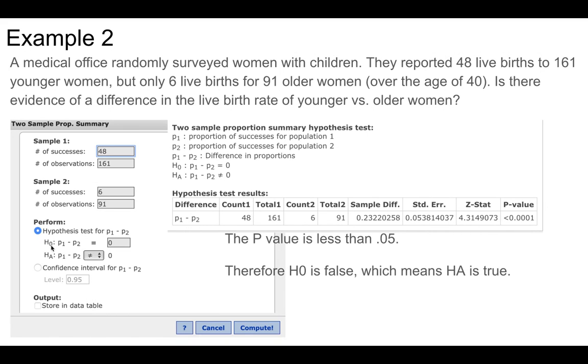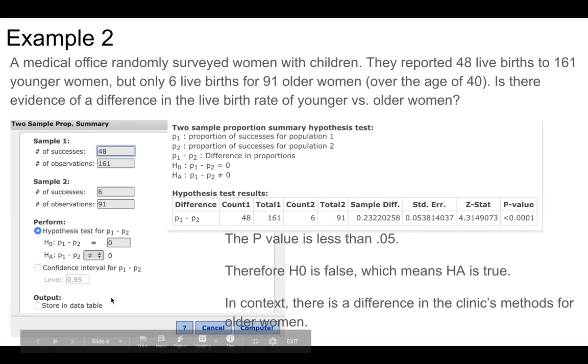So in this case, this part here, where the difference is equal to 0, that is false, but the difference not being equal to 0, that is true. So we are saying that the difference is not equal to 0. That means there is a difference between younger and older women. So there is a difference in the clinic's methods for older women because our alternative is true.